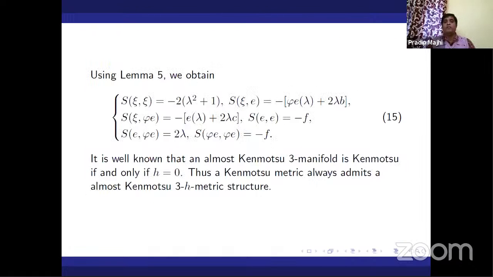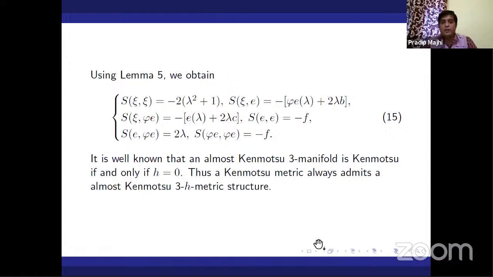Using Lemma 5, we can also obtain the 0-2 type Ricci tensor. There is a relation between the 0-2 type Ricci tensor and the 1-1 type Ricci operator, and the relation is S(x, y) equals g(Qx, y) for any smooth vector fields x, y.